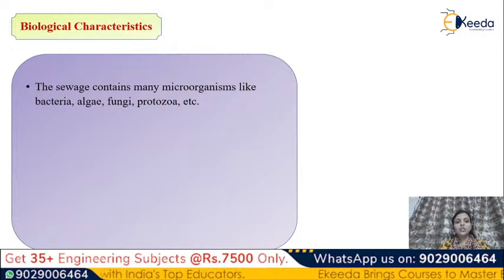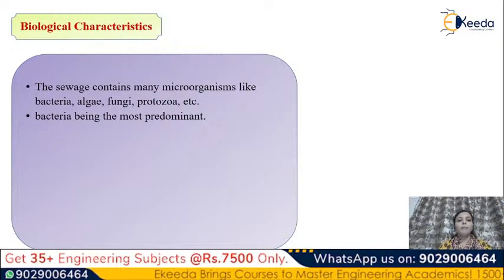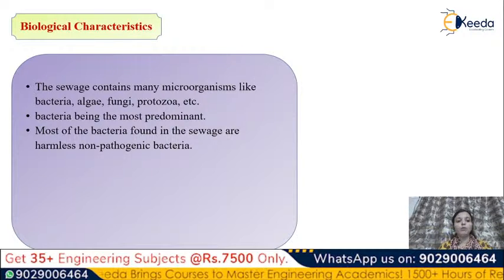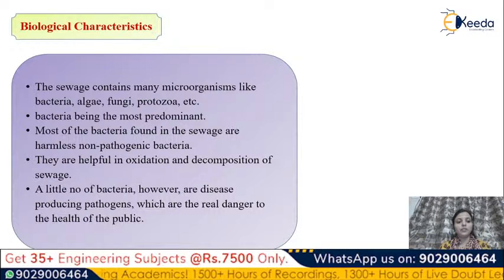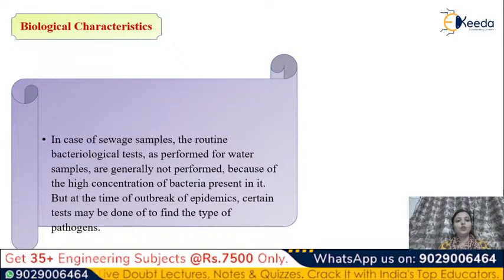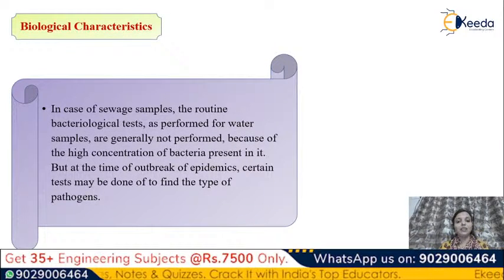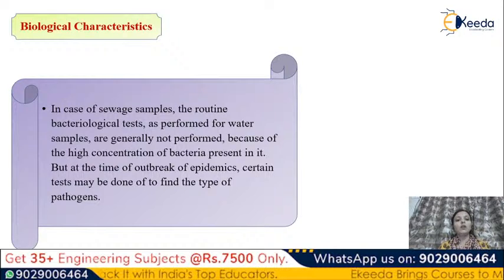So the sewage contains many microorganisms like bacteria, algae, fungi, protozoa, etc. The bacteria are the most predominant. Most of the bacteria found in sewage are harmless, non-pathogenic bacteria. They are helpful in oxidation and decomposition of sewage. A small number of bacteria, however, are disease-producing pathogens, that is pathogenic bacteria, which are the real danger to the health of the public. So to remove these pathogenic bacteria, we are providing the disinfection process. The commonly used disinfectant is chlorine.